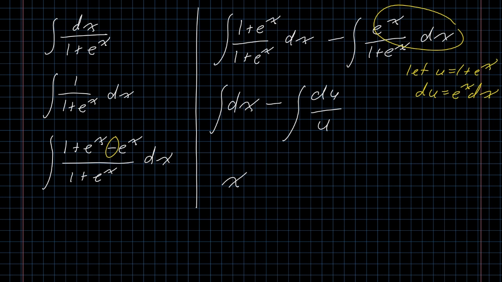Integral of dx is x. Integral du over u is the natural log of the absolute value of u. And then substitute back in the meaning of u. And even though I have natural log and exponential hanging out so close to each other, the extra 1 plus in there means that I can't do anything to cancel things out.